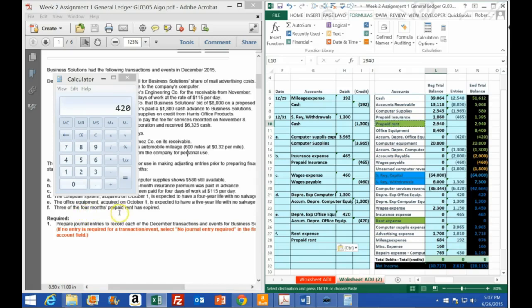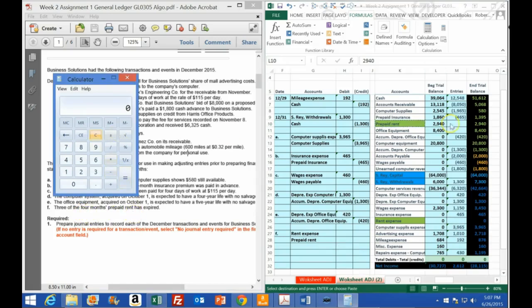3 of the 4 months prepaid rent has expired. So let's think about that. We've got 2940 divided. Let's bring it down into a monthly total by dividing by 12. That would be 245 per month. Sorry, 3 out of the 4 months prepaid rent. I'm sorry, let's do that one more time. We've got 2940 divided by, they're saying 4 months total is what's represented by this number. So that gives us a monthly of 735. And we're saying 3 months of those have expired. Times 3 gives us the 2205.